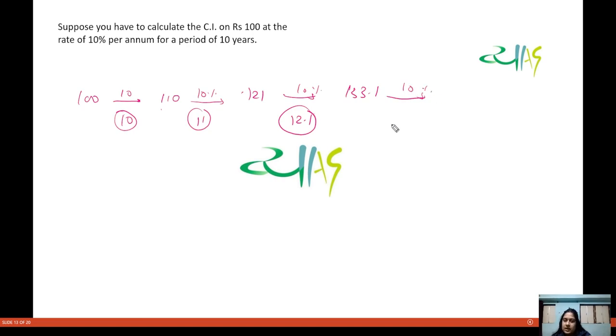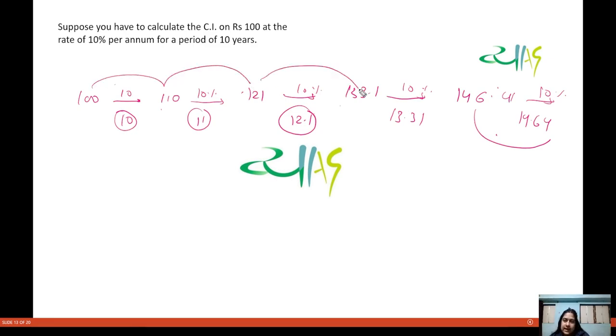10% of this is what? 13.31. So add just 13.31 here. So this will become 146.41, then 10% on this. So what is then 10% of this? 14.64. Add this. So now we came to how much? 1, 2, 3, 4, 5, and so on. If we go on increasing, we will get our 10% per annum on 10 years.